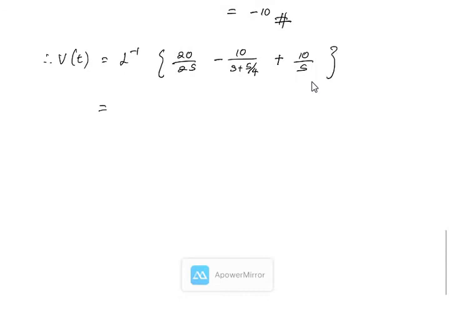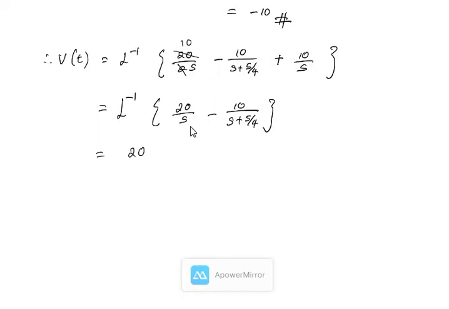So now, the inverse Laplace transform of, we simplify this one, we get 20 over S. This is because 20 divided by 2S cancels down to 10 over S, and 10 over S plus 10 over S gives 20 over S, minus 10 over S plus 5 over 4. After the inverse Laplace transform, 20 over S gives 20, which we can refer to in the table of Laplace transforms. And then 10 over S plus 5 over 4 gives exponent minus 5 over 4 t, which is referred to as u(t).